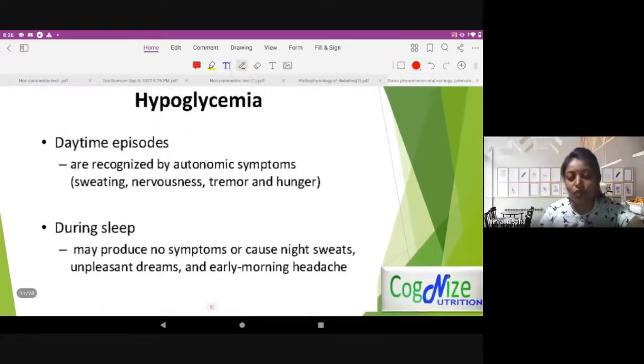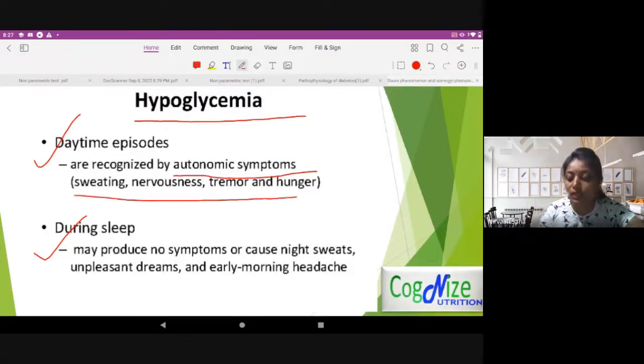Right. Yes. So just now we have discussed this hypoglycemia. Like I told you, it can happen in daytime and also during sleep. In the daytime you are active, you are conscious, so you have your own autonomic symptoms. You can understand that you are getting into this phase of hypoglycemia. There will be sweating, nervousness, tremor. You will feel hungry. So your body can adjust.